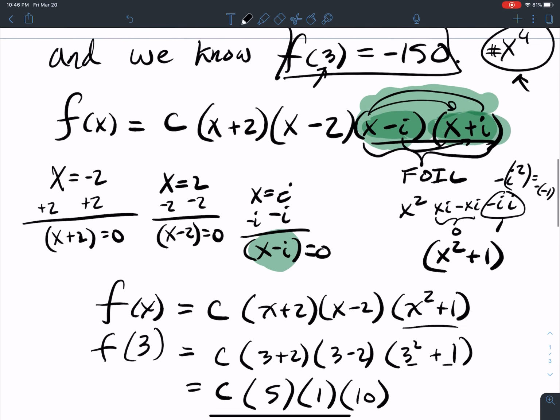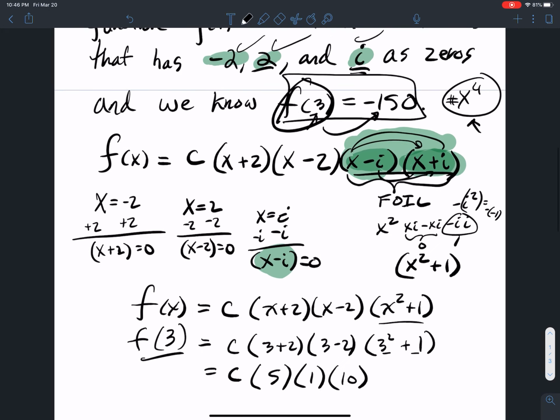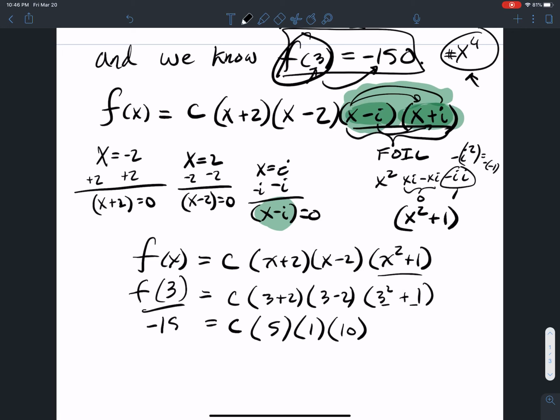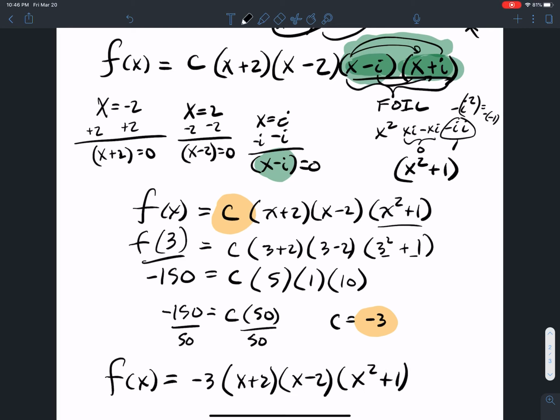So, and then f of 3 is equal to what? What does f of 3 equal? It equals negative 150. So negative 150 equals c times 50. So divide by 50, and c is negative 3. So my answer here, f of x equals negative 3. Where'd the negative 3 come from? That c right there, okay? Negative 3 times (x plus 2)(x minus 2)(x squared plus 1).